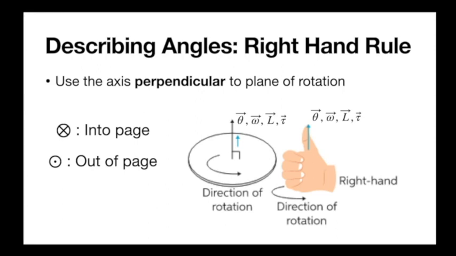Well, I guess that's relative to everybody, but we're just going to call it into and out of the page and know that those are opposite each other. These two symbols we'll use a lot. Into the page is a cross and a circle, out of the page is a dot.